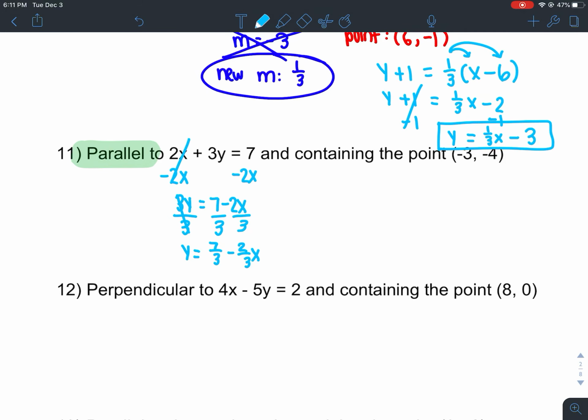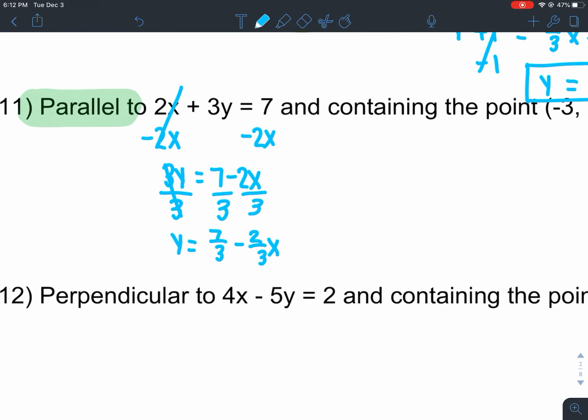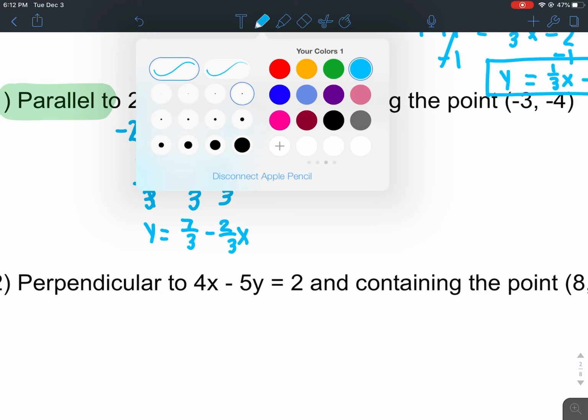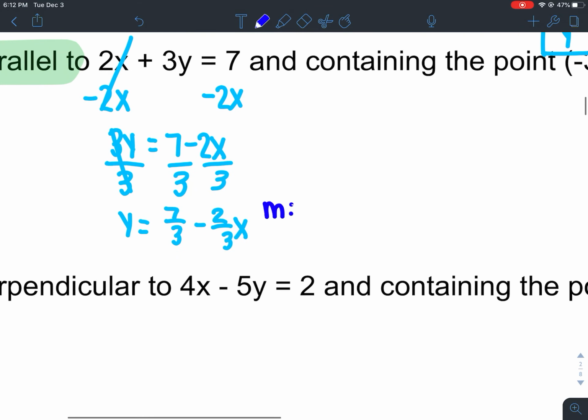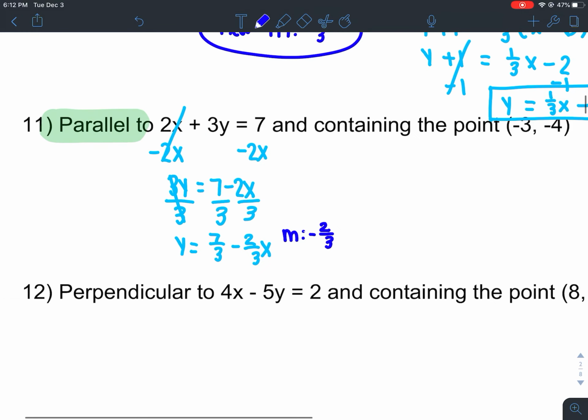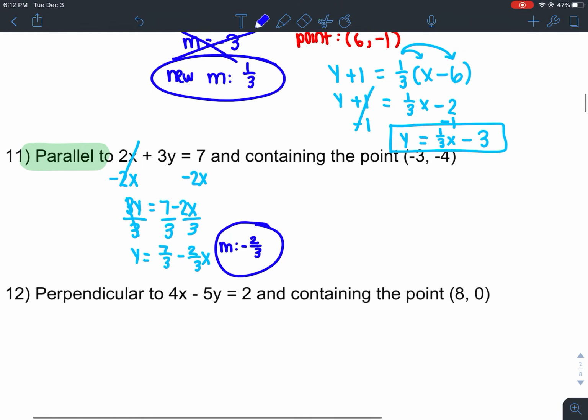So make sure that you don't actually do that when you get to a test, because sometimes you're thinking so much, you're like, okay, I did work, I'm done. So make sure you're paying attention and being like, I didn't do anything, all I did was convert. All right, so what is the slope of this equation? The slope here is -2/3. Is this the slope that I want to use? Yes. I want a parallel line, so I want to use the same slope.